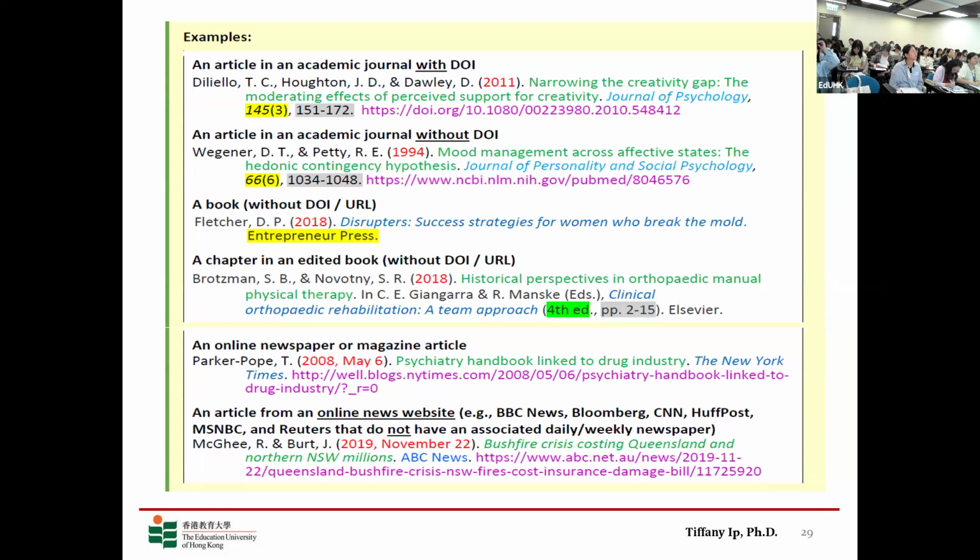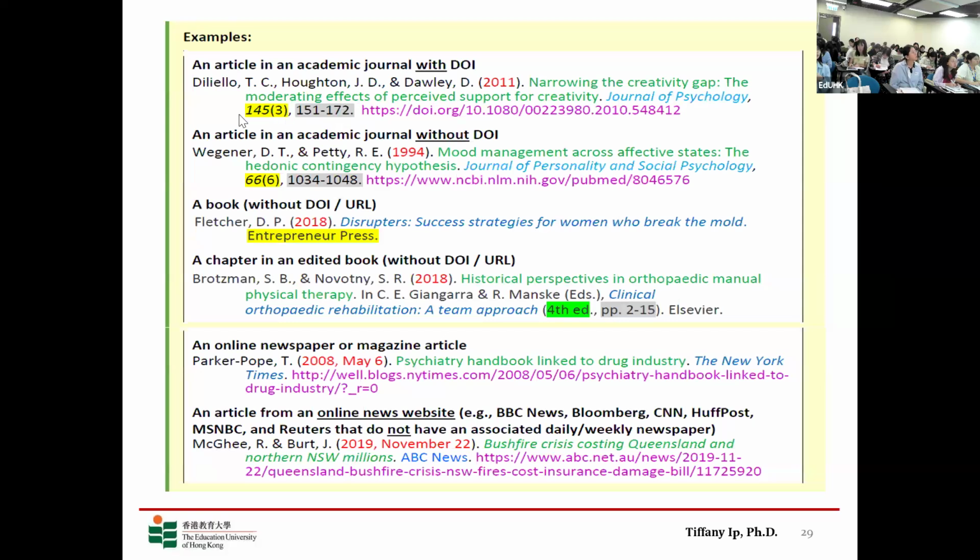And then right after volume number, the 3 in the bracket is issue number. Can you write it down? Issue number. Again, you will find that if you find a journal article. And then comma, the last part, page number. This part, the 151 to 172, is a page number. So how long this article is.